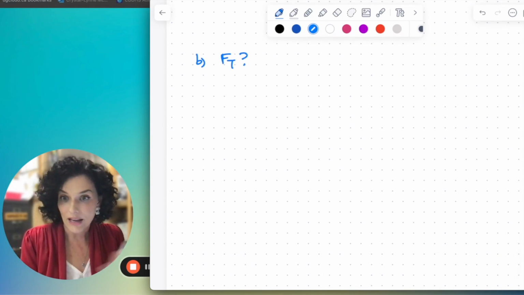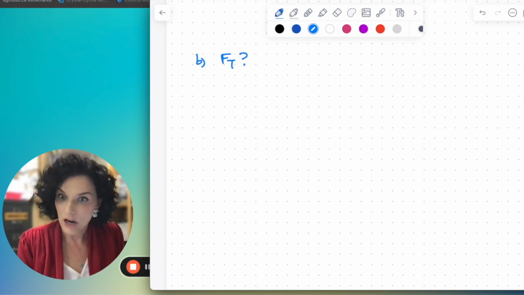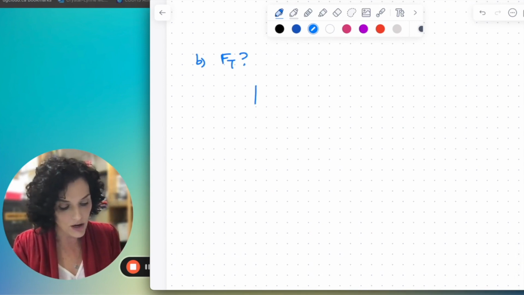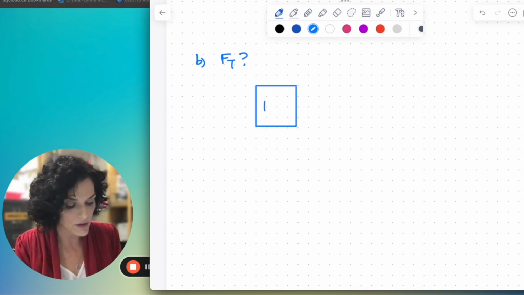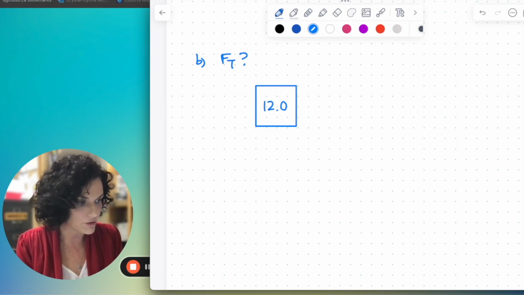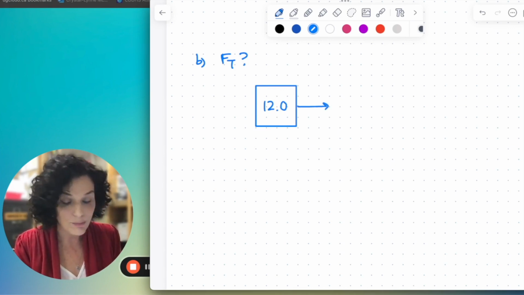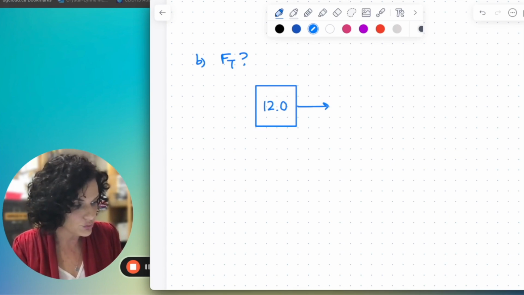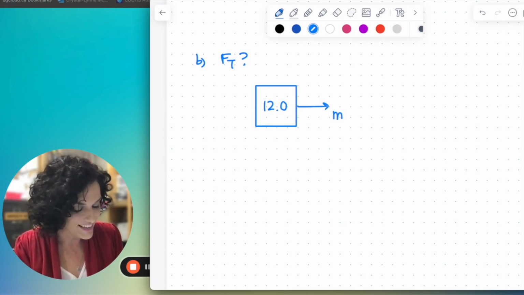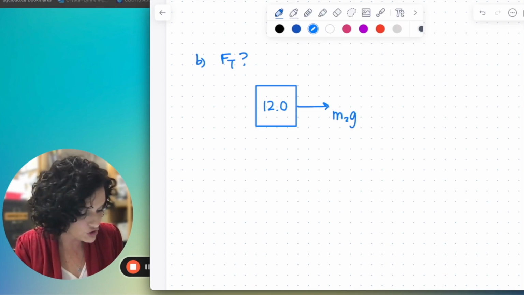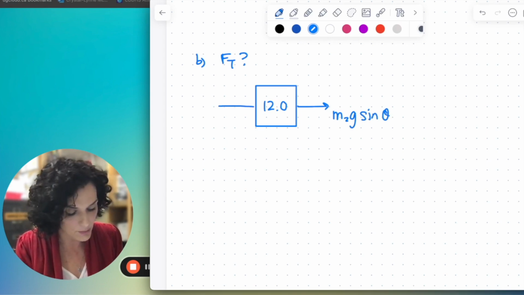So I'm going to look at my forces here, again, acting on mass number 2. Just draw a very quick free body diagram about this one here. So here's my 12 kilogram mass. I've got my X component, my force of gravity. This is going to be M2 times G sine theta. And then I've got my tension force pulling back.